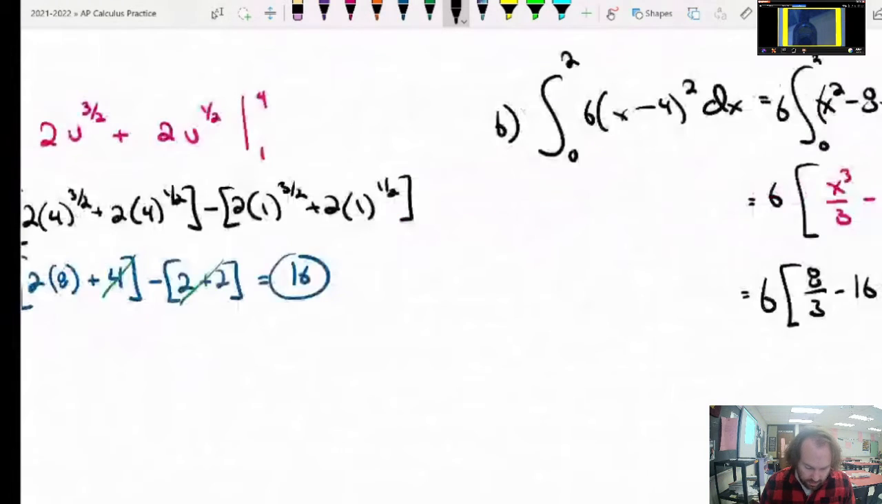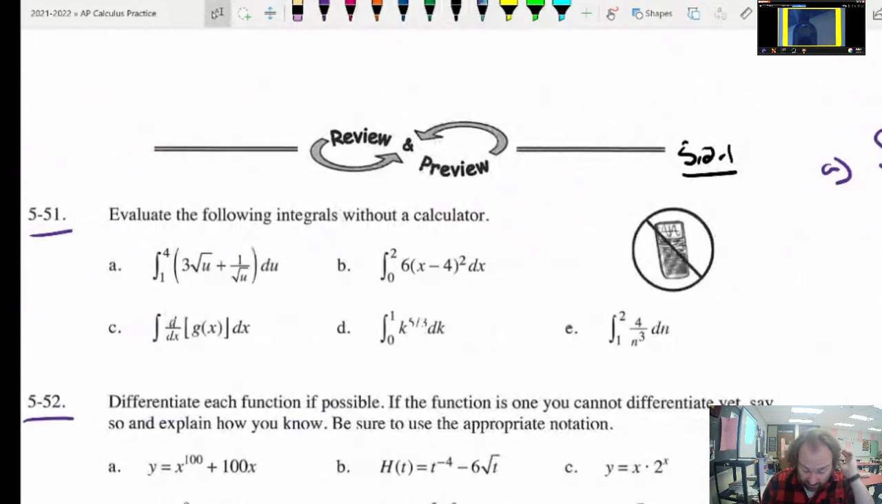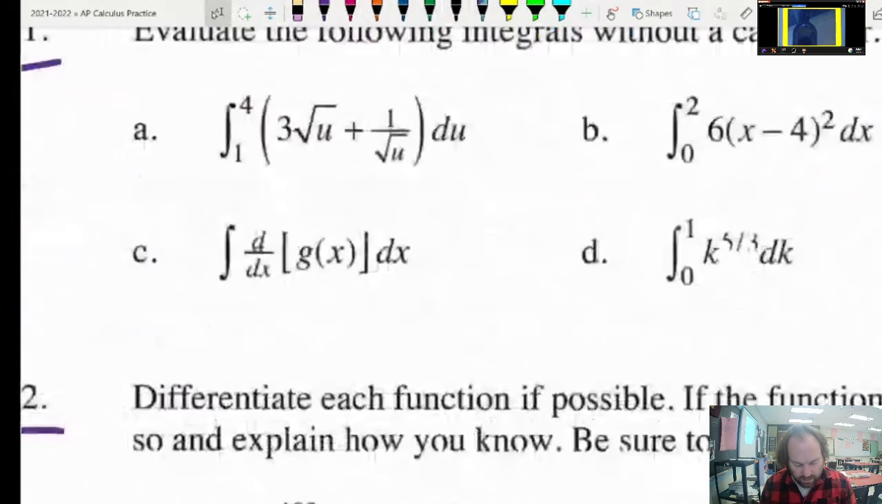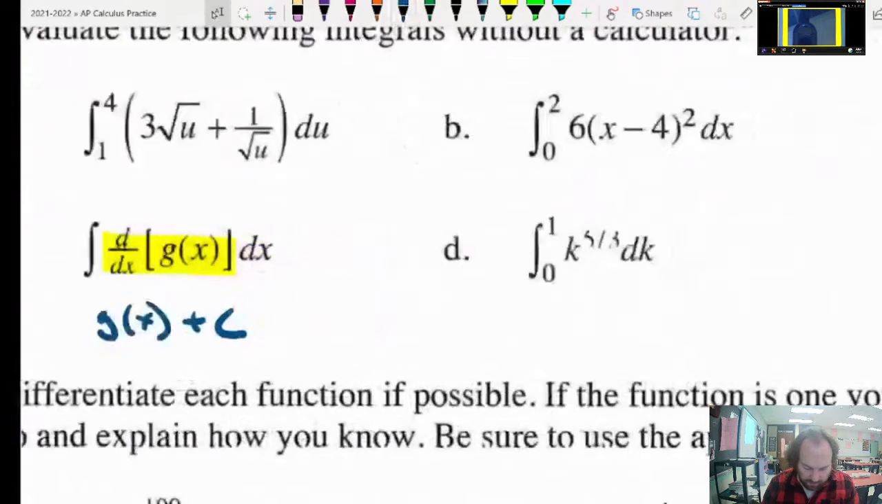Hooray! Question C. Question C is actually really stupidly easy because we're taking the integral of a derivative. So all we have to do here is understand that the antiderivative of the derivative of g of x is just g of x, but we have to remember to put a plus c on it because of how we're integrating. Very similar for part D.